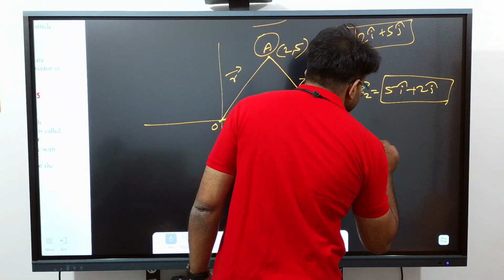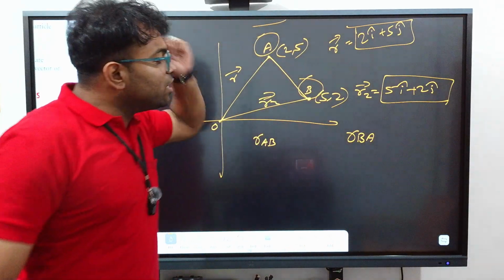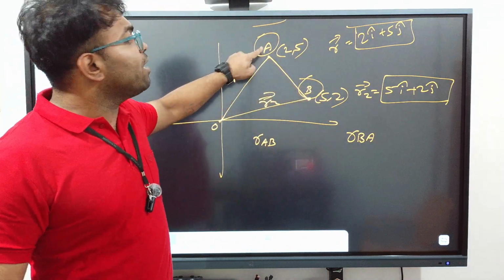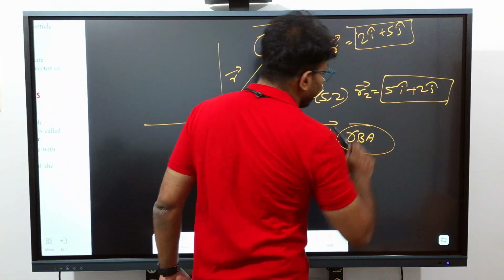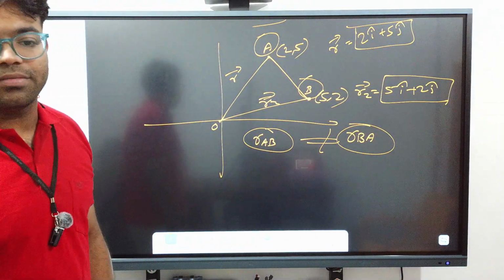Similarly, RBA represents the initial point to be B and the final point to be A. So RAB is not equal to RBA. Understood?